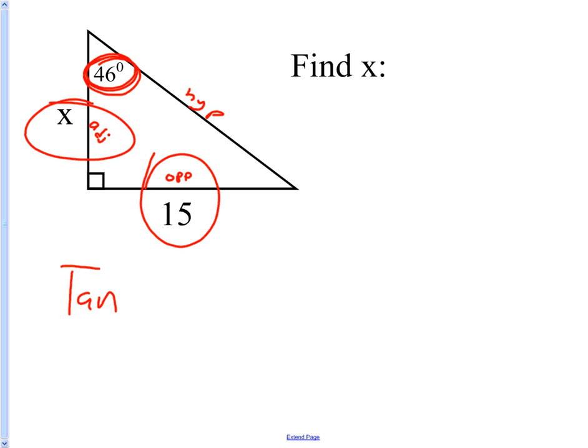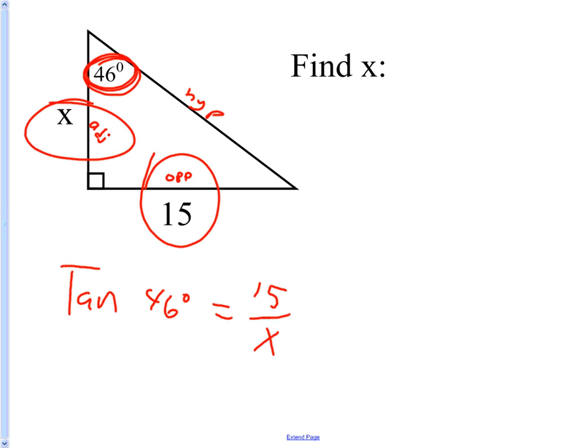And after your trig function, you always have a degree. 46 degrees in this case. If there wasn't a degree there, you'd have to put a variable there. There has to be a degree there. All right, and then I say equals, and then I say, what is it? Well, tangent is opposite over adjacent, so that means 15 over x.